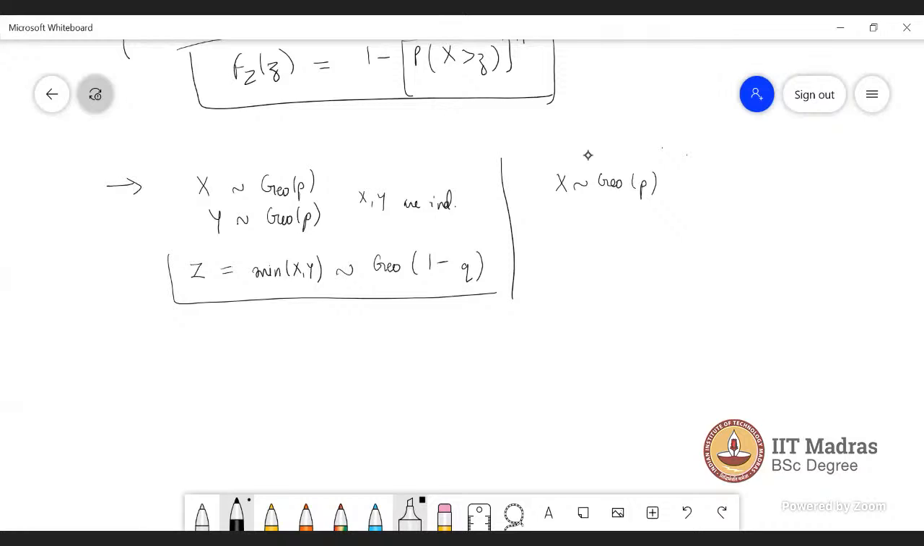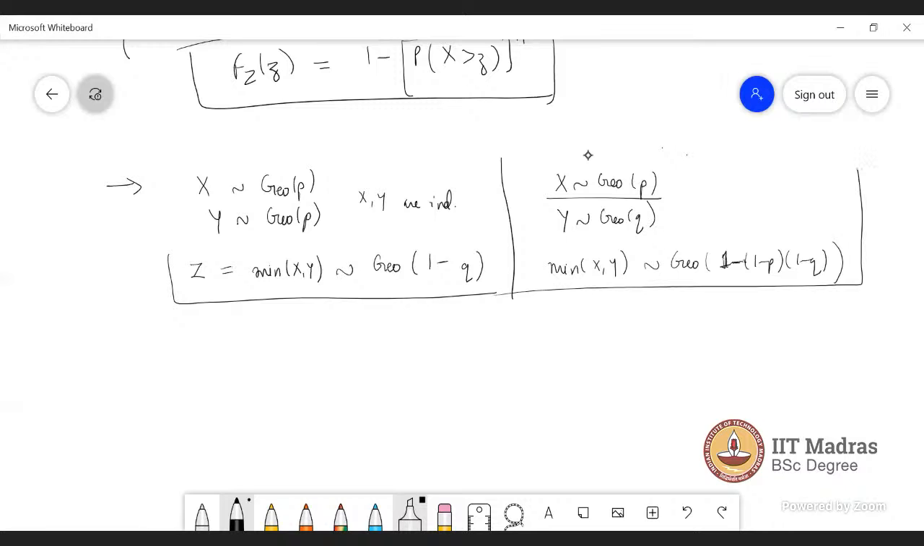If X has the distribution geometric p and Y has the distribution geometric q, and we have to find the distribution for the minimum of X comma Y, this distribution is going to be geometric 1 minus p into 1 minus q. If it is different, then we get 1 minus p and 1 minus q.